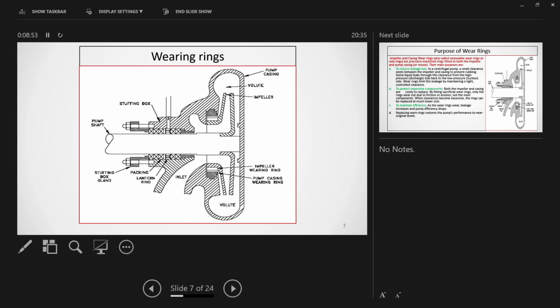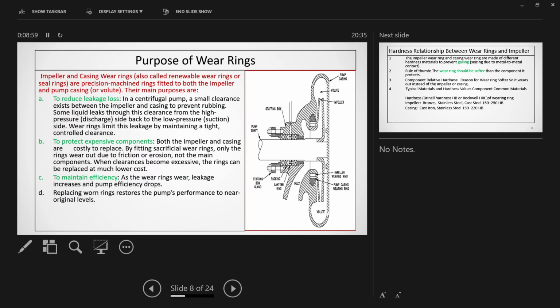They are the two important functions this wearing ring is performing here. You see, it reduces the leakage, protects the expensive equipment and maintains the efficiency. Means if you maintain the close clearances, then your efficiency will increase.